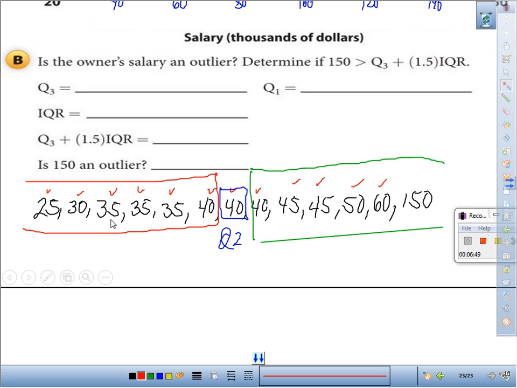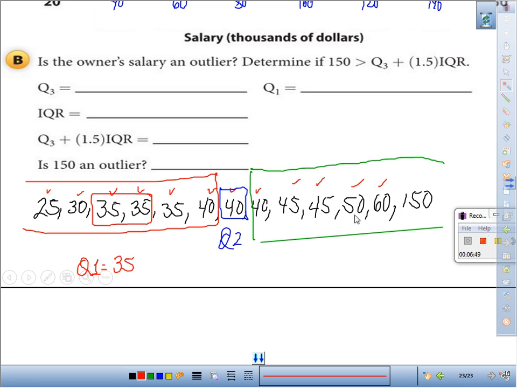So there's 6 data set numbers, and when there's an even number, we need to add these 2. That's 70 divided by 2. That gives us what? 35, and that's our Q1. That's how we find our quartiles.